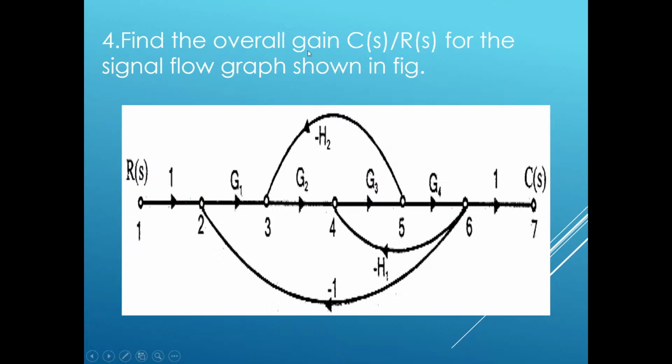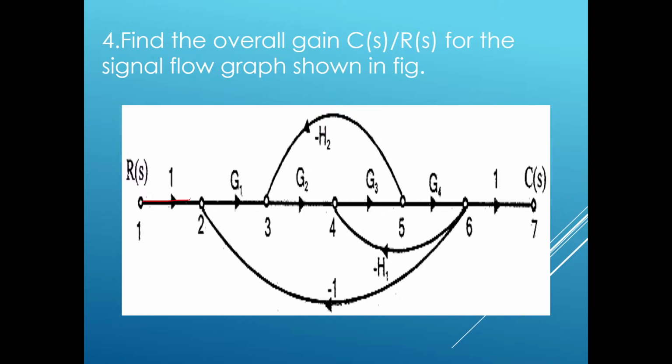So here, find the overall gain C of S by R of S, that is transfer function. So we have to find the overall gain C of S by R of S for the signal flow graph shown in the figure. So this is it. First of all, you have to determine the forward paths, number of forward paths. So let us see how many forward paths are there here. From node 1 to node 2, node 2 to 3, 3 to 4, 4 to 5, 6 and 7. Node notations are already given, so we need not worry about the node notations. And okay, that is one forward path.